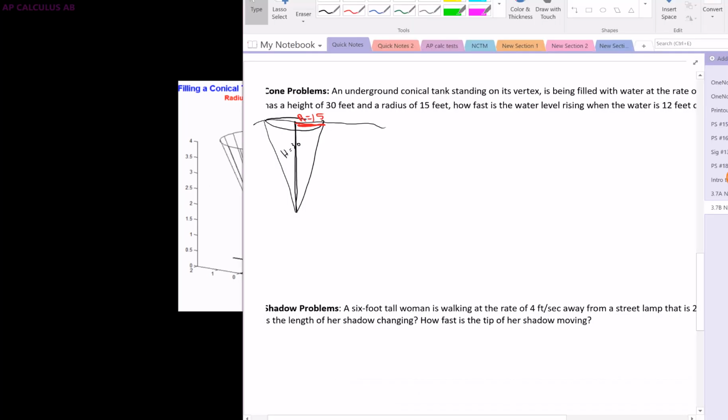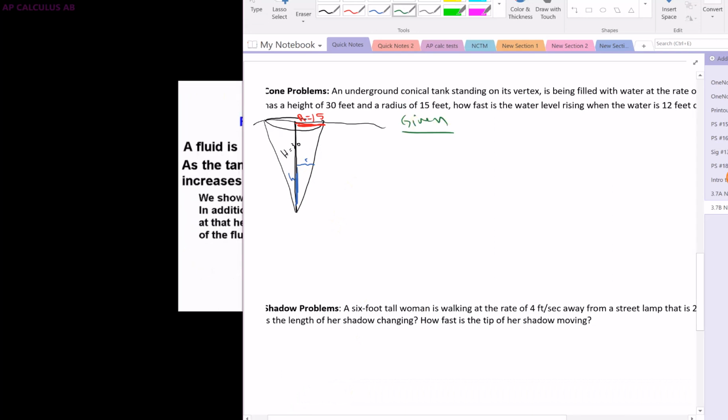All right, so let's go back to our example. We have some water in there. It's filling up, and this water has a little radius and a little height. It's the depth of the water if you want. So let's start with some given things. What are we given? We know big H is 30, big R is 15. We know that little h, the height of the water, is going to be 12 feet.